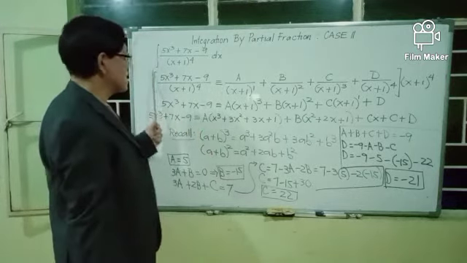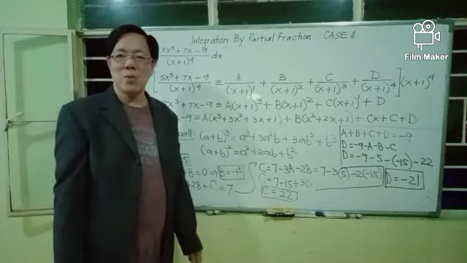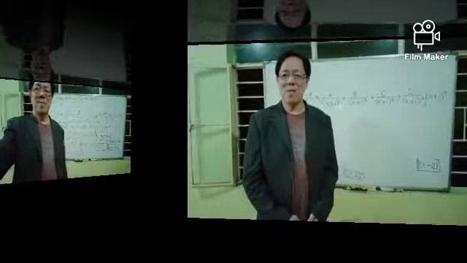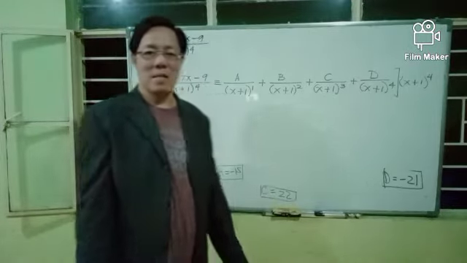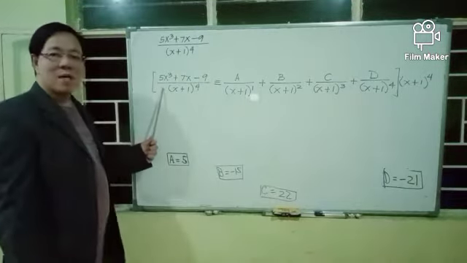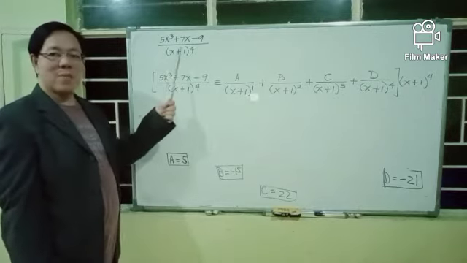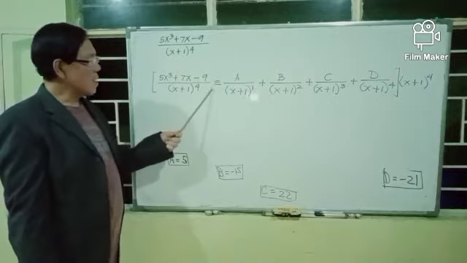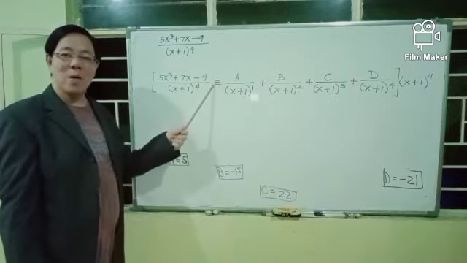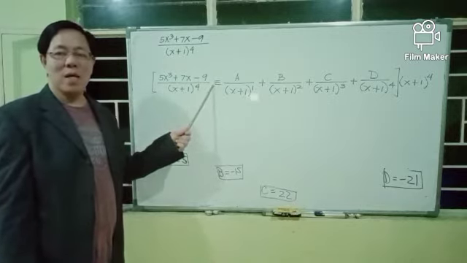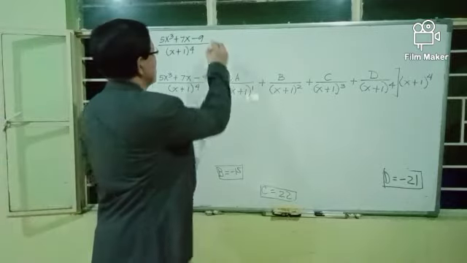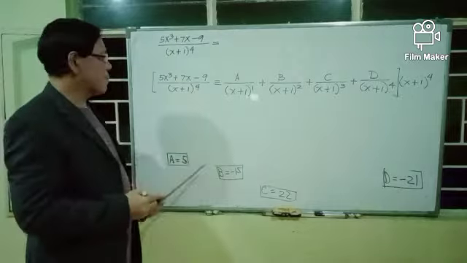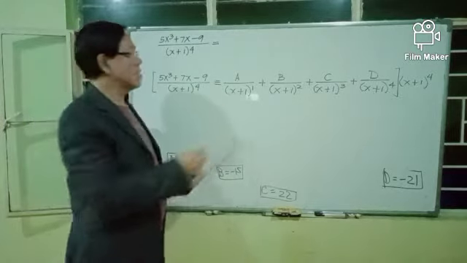And we integrate both sides with respect to x. Substitute the values of a, b, c, d. At the left hand side, we still have 5x cubed plus 7x minus 9 all over x plus 1 raised to 4. And we now change this symbol for identically equal to an equality sign. And the value of a is 5 over x plus 1 raised to 1.